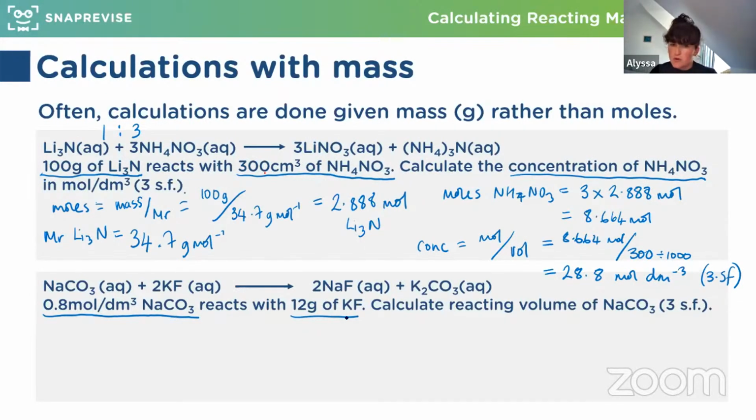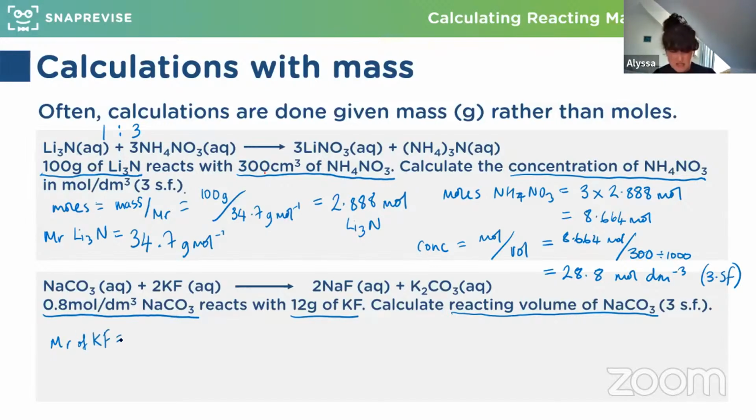So super quickly, how do we do this then? If we've got 0.8 moles per decimeter cubed of sodium carbonate, it reacts with 12 grams of potassium fluoride. Calculate the reacting volume of sodium carbonate. Well, we're going to need our moles of potassium fluoride first. Whenever you've got a formula and a mass, you can always work out the moles because we can work out the MR. Yeah, brilliant, Team Echo, exactly right. So we need to work out the MR of potassium fluoride.